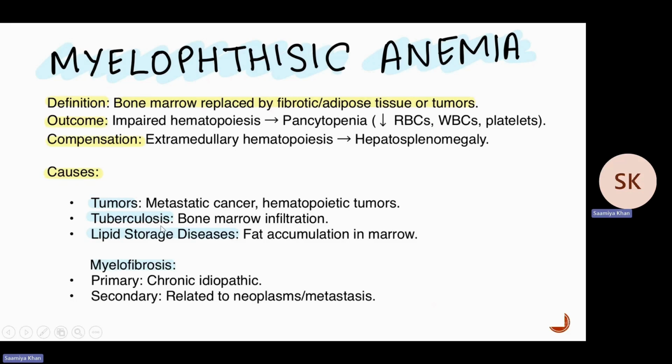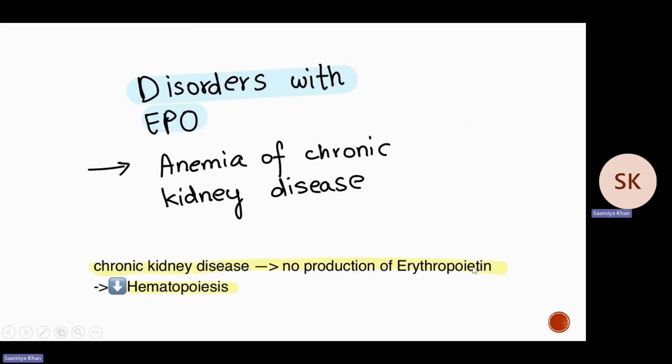Causes are tumors, tuberculosis, lipid storage diseases like fat accumulation, or it could be myelofibrosis, which could be primary, which is idiopathic, or secondary, which is related to neoplasms or metastasis. Lastly, we have disorders with EPO, which is erythropoietin, and this happens in anemia of chronic kidney disease. We know that the kidney produces erythropoietin when we have low RBCs in the body, and when we have chronic kidney disease, there's no production of erythropoietin, and this decreases hematopoiesis, and we can get anemia.